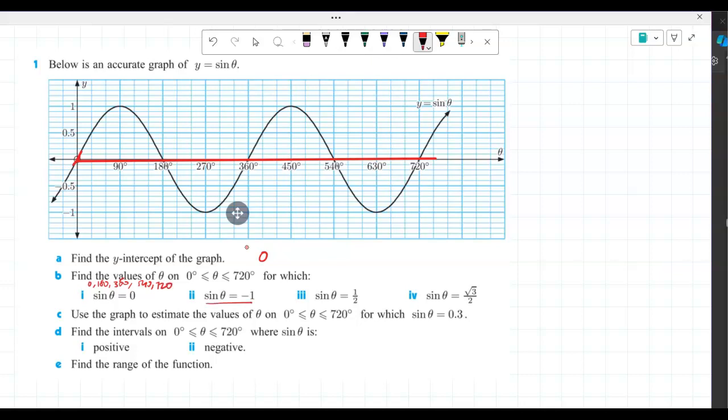Now sine theta is minus 1. So I draw the line sine theta is minus 1 over here. So what does that mean? What does theta mean? You have to see where it cuts the graph. 270. Where else? 630.